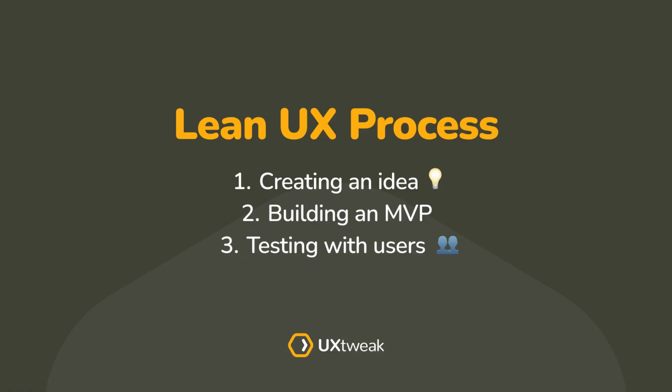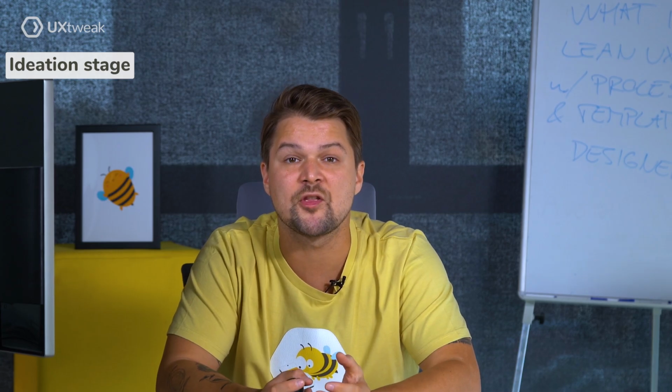Now, let's take a look at the Lean UX process. Lean UX process model consists of three major stages: creating an idea or hypothesis, building an MVP, and testing. These stages are constantly repeated, similar to the design sprints. During the first stage of Lean UX, you define the problem to solve based on both users' needs and business goals. Then, come up with a potential solution. For example, adding a new feature.